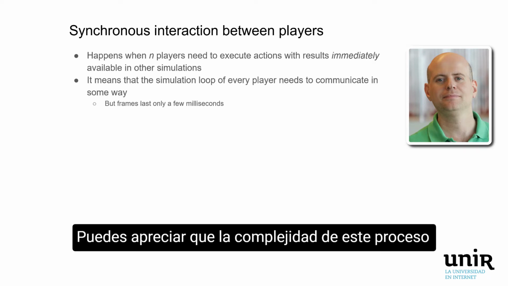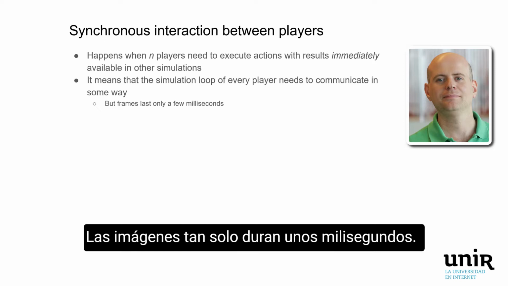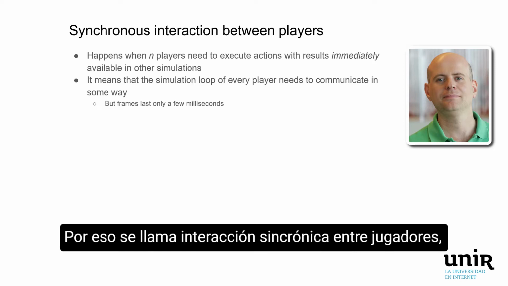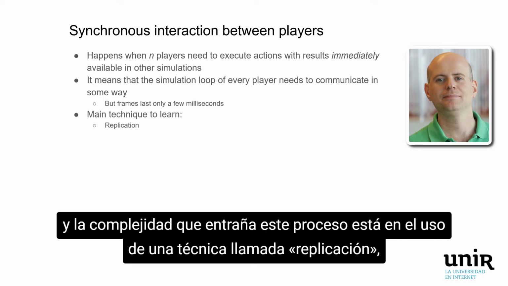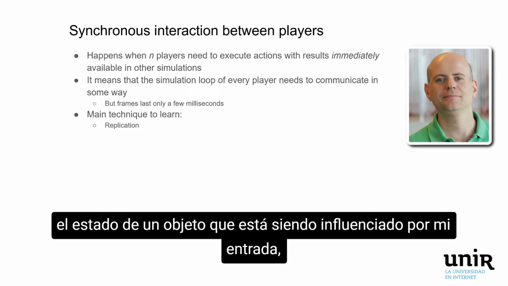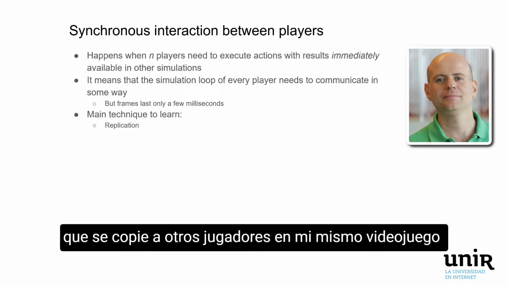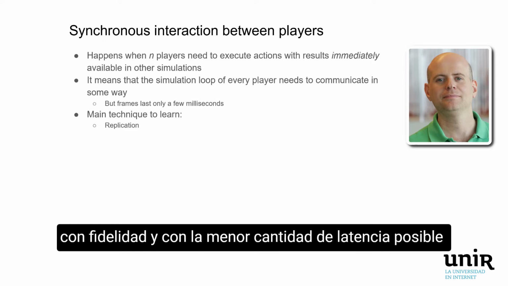You can appreciate the complexity of this is the speed at which this update needs to happen, because the frames last only a few milliseconds. That's why it's called synchronous interaction between players. And the complexity of this is using a technique called replication, as I was mentioning, to copy the state of an object that has been influenced by my input in such a way that it is replicated, copied to other players in my same game with fidelity and with the shortest amount of latency possible.